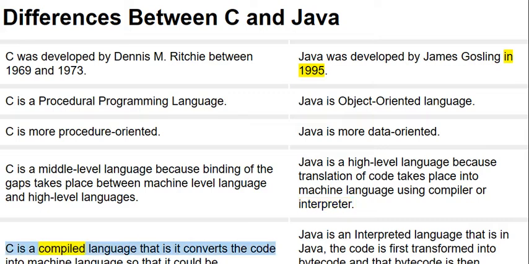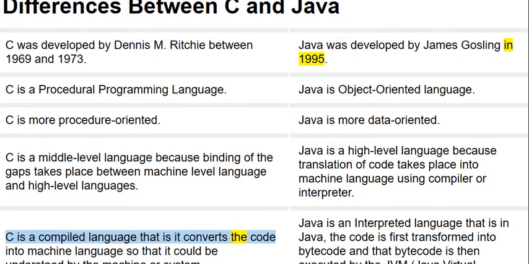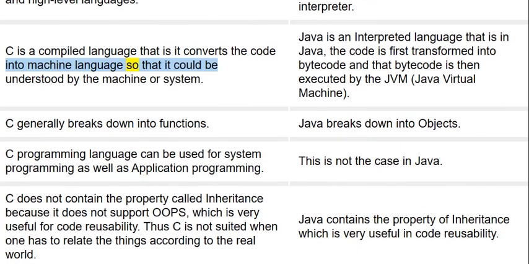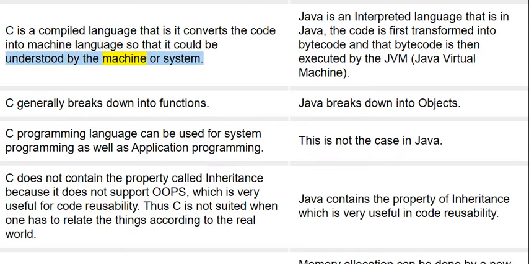C is a compiled language, that is, it converts the code into machine language so that it could be understood by the machine or system. Java is an interpreted language, that is, in Java, the code is first transformed into bytecode and that bytecode is then executed by the JVM, Java Virtual Machine.